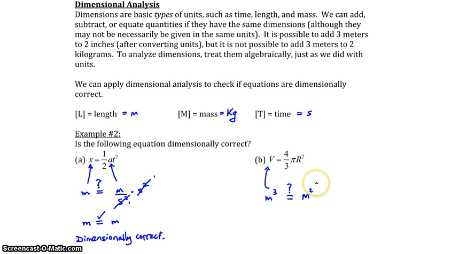So is this dimensionally correct? And you can see that there's a meters cubed here and a meters squared here. This is actually dimensionally incorrect. So this formula is definitely wrong. So that means you've made a mistake. Probably this r squared should be an r cubed.